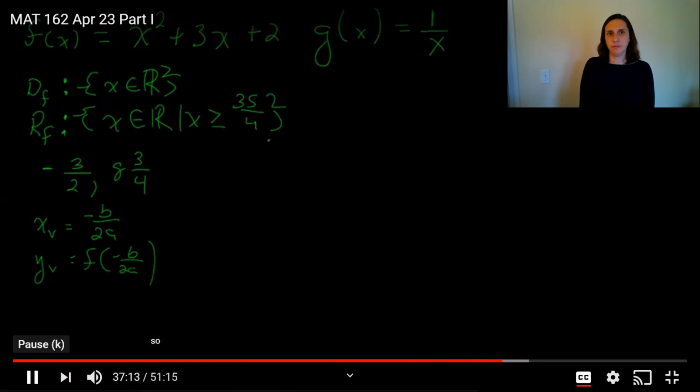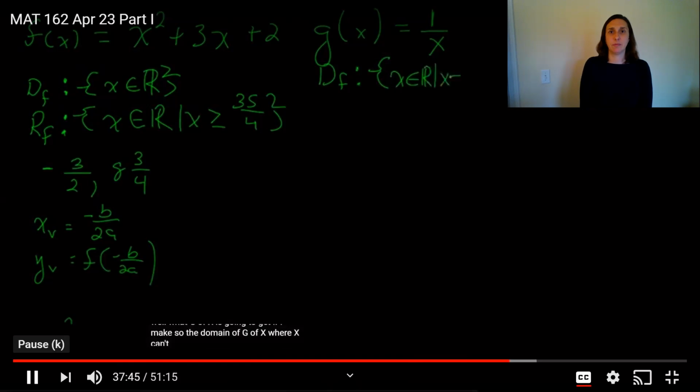So this can accept any real number, but it's only going to spit out things bigger than its minimum. G of x can accept any real number except when x is 0. So the domain of g of x is where x can't equal 0.